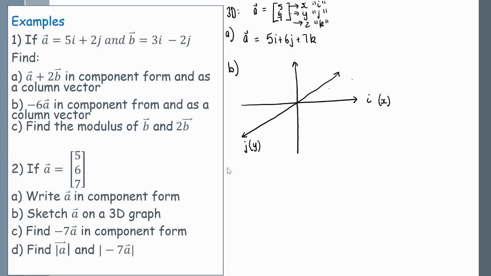Part b is to sketch it. So I'm just going to draw up our plane with my i, j, and my k, or my x, y, and z axes, whichever way you would like to think about it. This vector goes 5 in the positive x direction. It goes 6 in the positive y direction, and 7 up on our z axis. Okay, we're starting at the origin and going to this point, 5, 6, 7, and this is my vector a. We end up in this front quadrant where everything is positive.